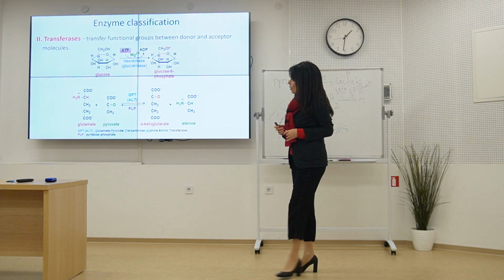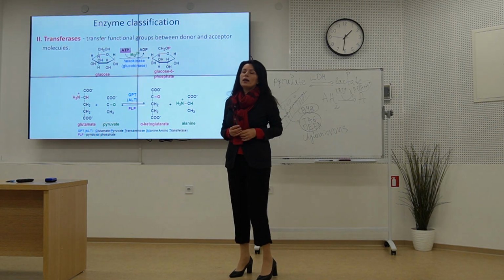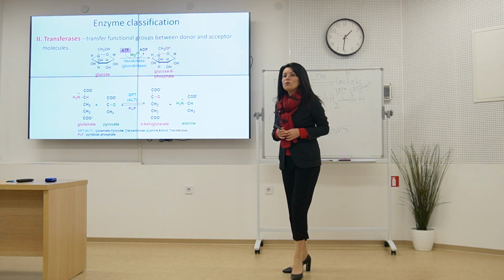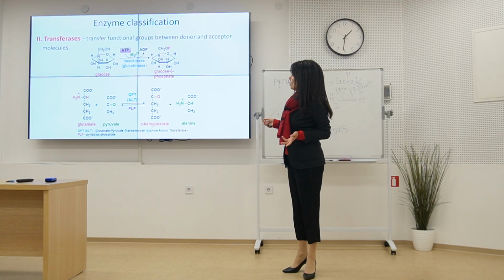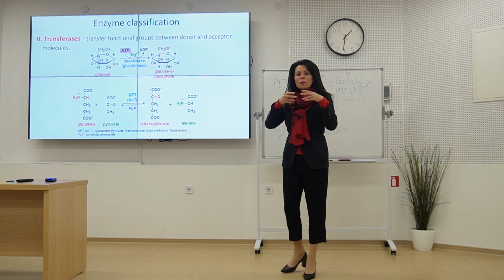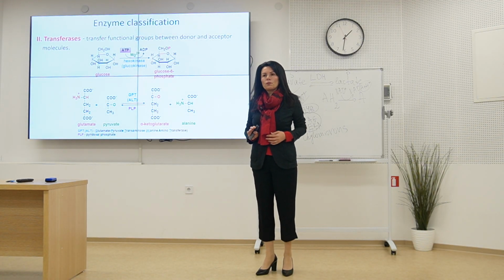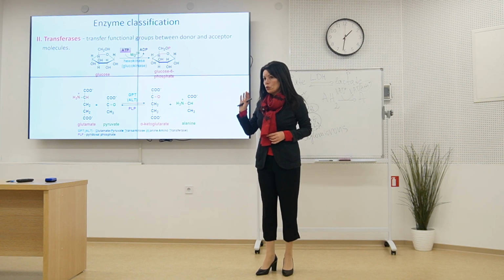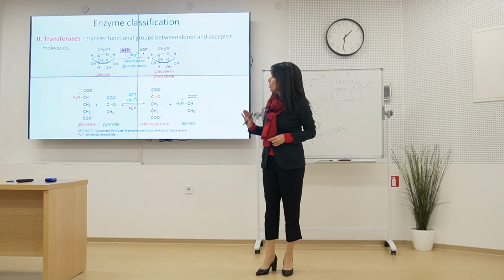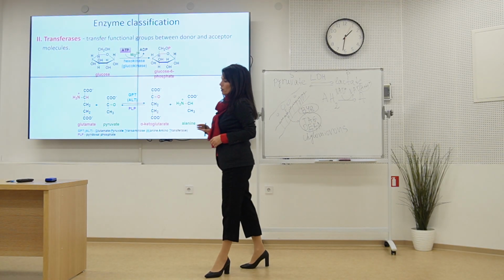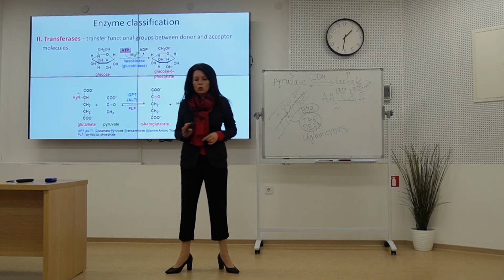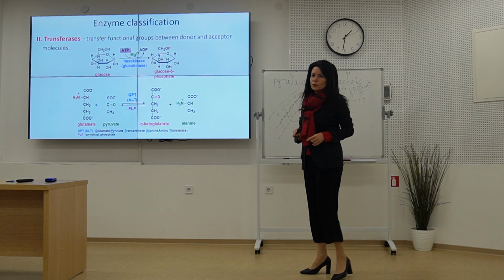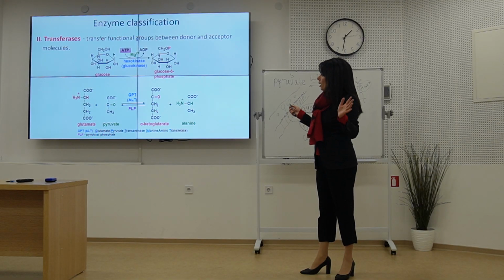The second type of enzymes are transferases. They are used for the transfer of some functional groups. The functional groups can be phosphate groups, methyl groups, carboxyl groups, no, carboxyl groups. You see, the carboxyl group transfer is a separate group. Can be sulfur groups, acetyl groups, and etc.